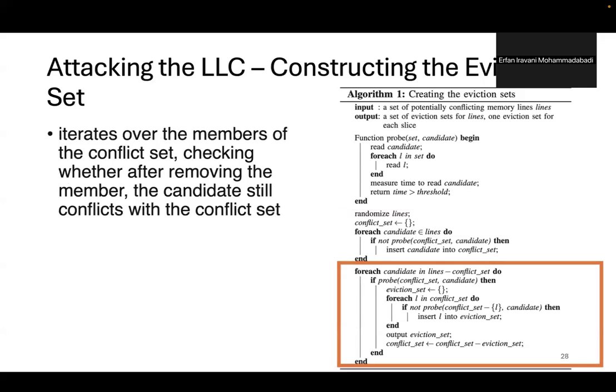Next, the algorithm checks if a candidate still conflicts with the remaining set. Then for each memory line, it verifies whether removing it still causes eviction. And finally, it outputs the eviction set and removes unnecessary lines from the conflict set. This last part is essential because LLC in modern CPUs use multiple slices. It means not all lines that initially appear conflicting actually belong to the same cache set, because they're in different cache slices.